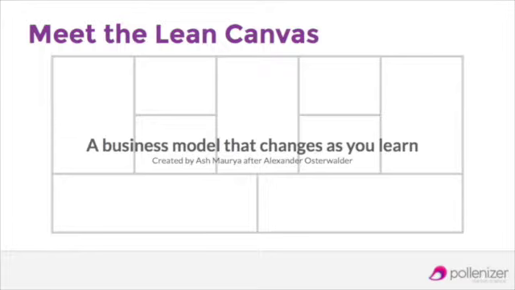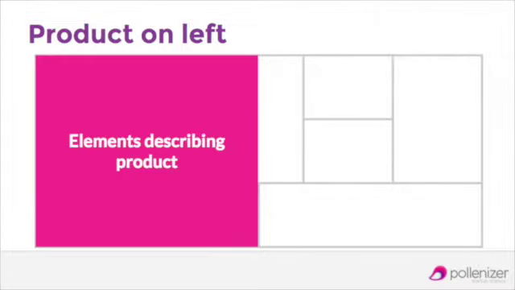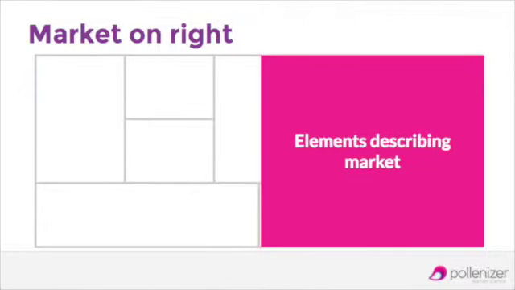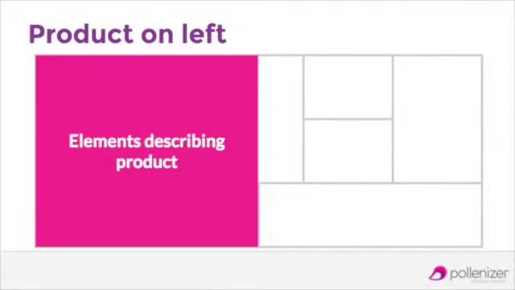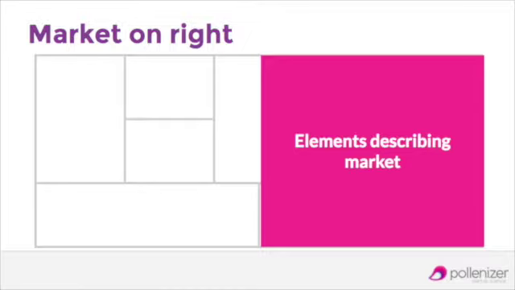The way that it works is this. Everything describing the product is on the left. Everything describing the market is on the right. And so what we're doing, even as a hypothesis when we make our first lean canvas, is we're starting to throw ropes between product and market. We're starting to pursue product market fit.